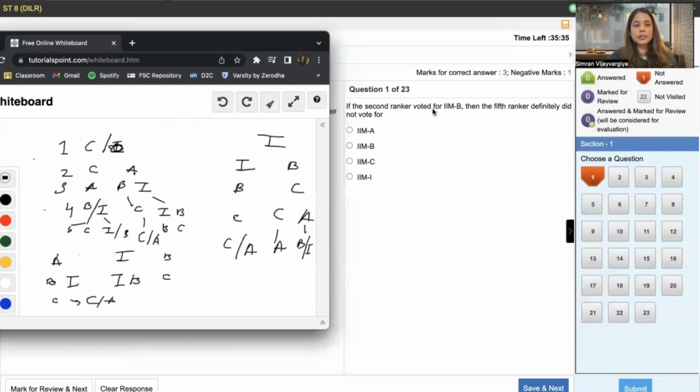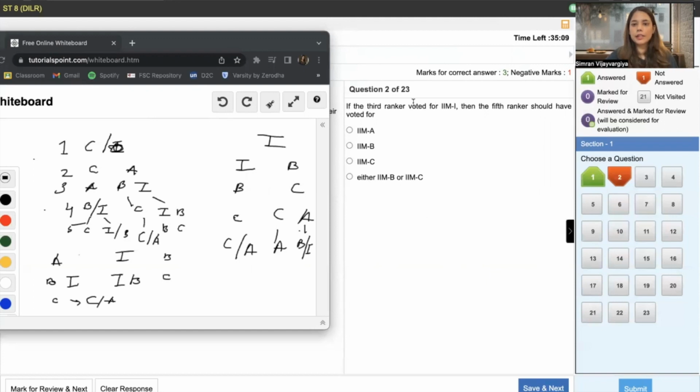If the second ranker voted for IIM B, then the fifth ranker definitely did not vote for what? In this case, the second ranker votes for B, then A can vote for. So we see that the fifth ranker in this case is not voting for IIM C at all. All three options I, B, or A can be there, but C cannot be. So I think C will be the answer here.